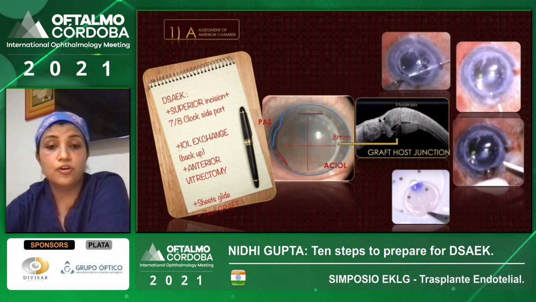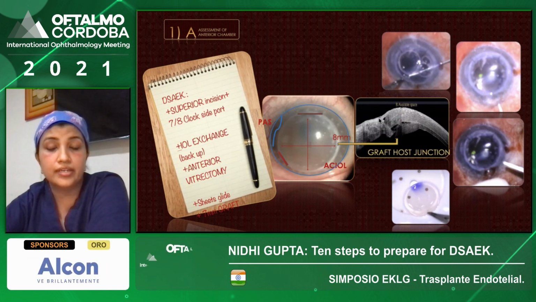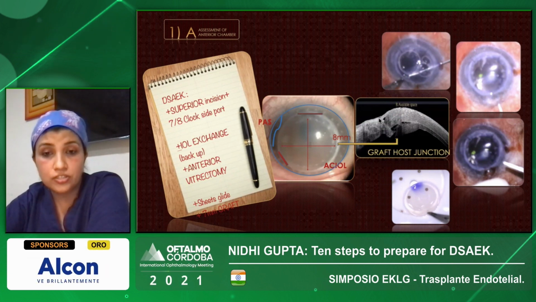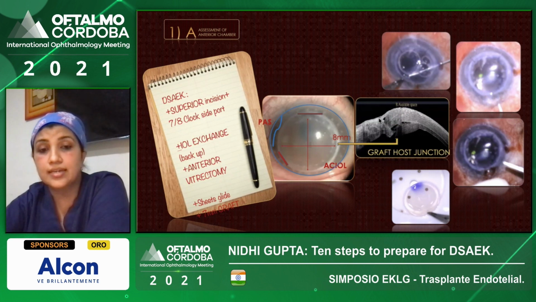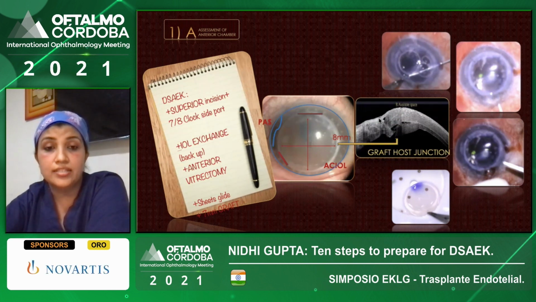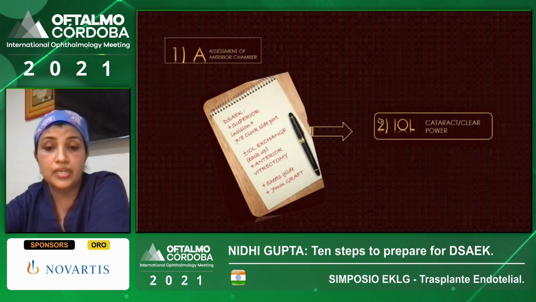This is another example of a failed graft, wherein the graft-host junction was very irregular and the size of the graft had to be smaller than it was earlier decided. So that's going to be very, very useful when you're doing it.